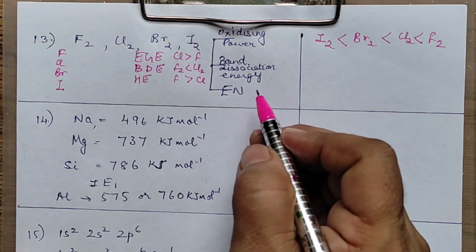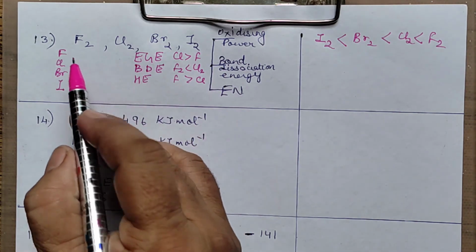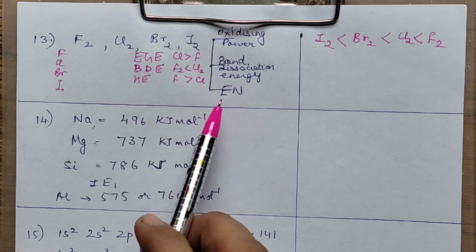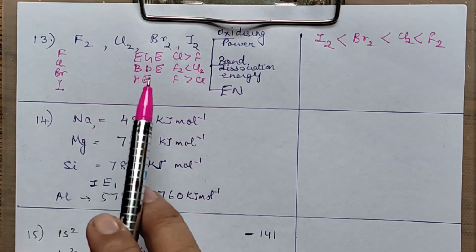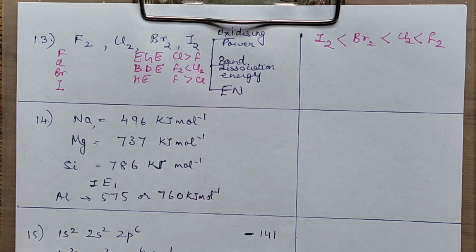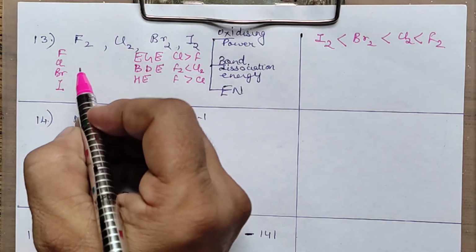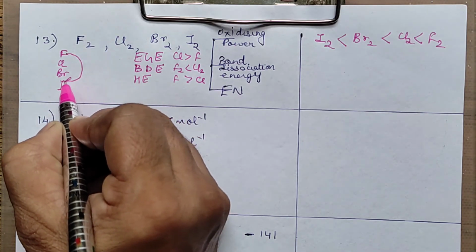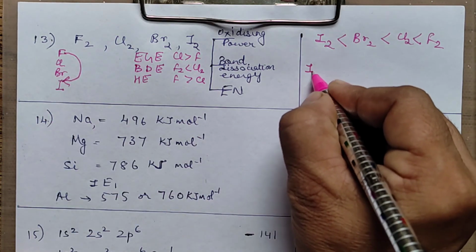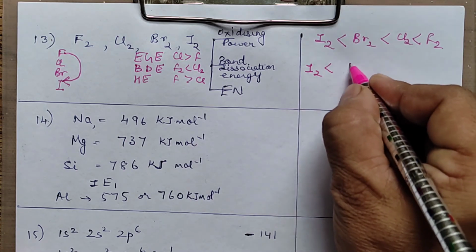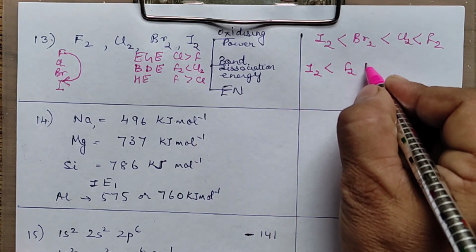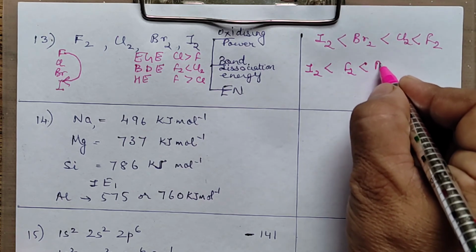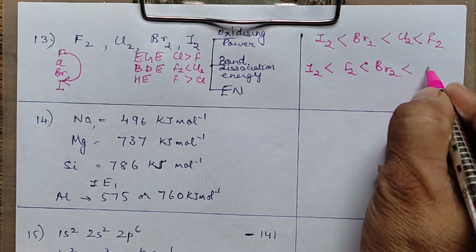Then the bond dissociation enthalpy: fluorine, chlorine, bromine. Down the group size increases. Size increases means the bond length is increasing. Bond length increases means the bond dissociation enthalpy should be decreasing. It is decreasing. So that means this is least? No. Only fluorine comes from here in between. The least is iodine. The next comes fluorine. The next one is bromine, and maximum is chlorine.